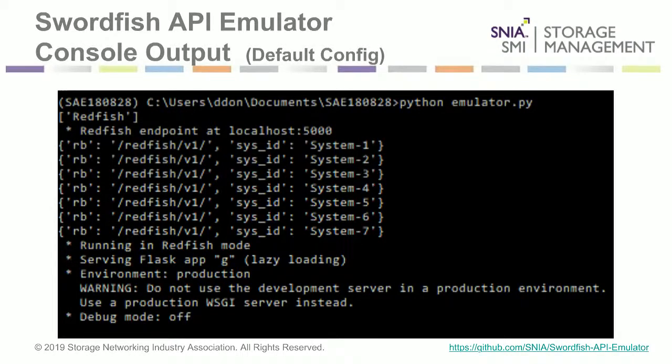When you run the API emulator on a Windows system, and other systems are going to be very similar, this is the console output when you run the emulator in the default configuration. I'm emphasizing the default configuration because it includes several CPUs, several chassis, and storage systems and storage services built into it. The reason is that when you first fire it up, you're trying to get used to the emulator, and we wanted to make sure you'd have something to work with.